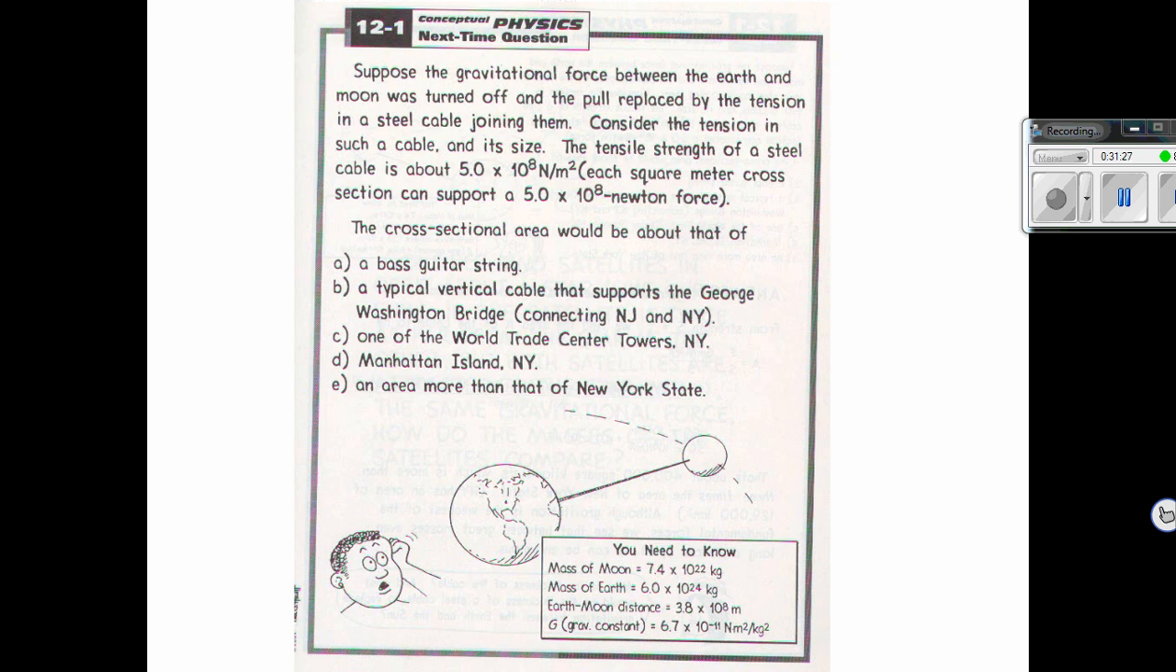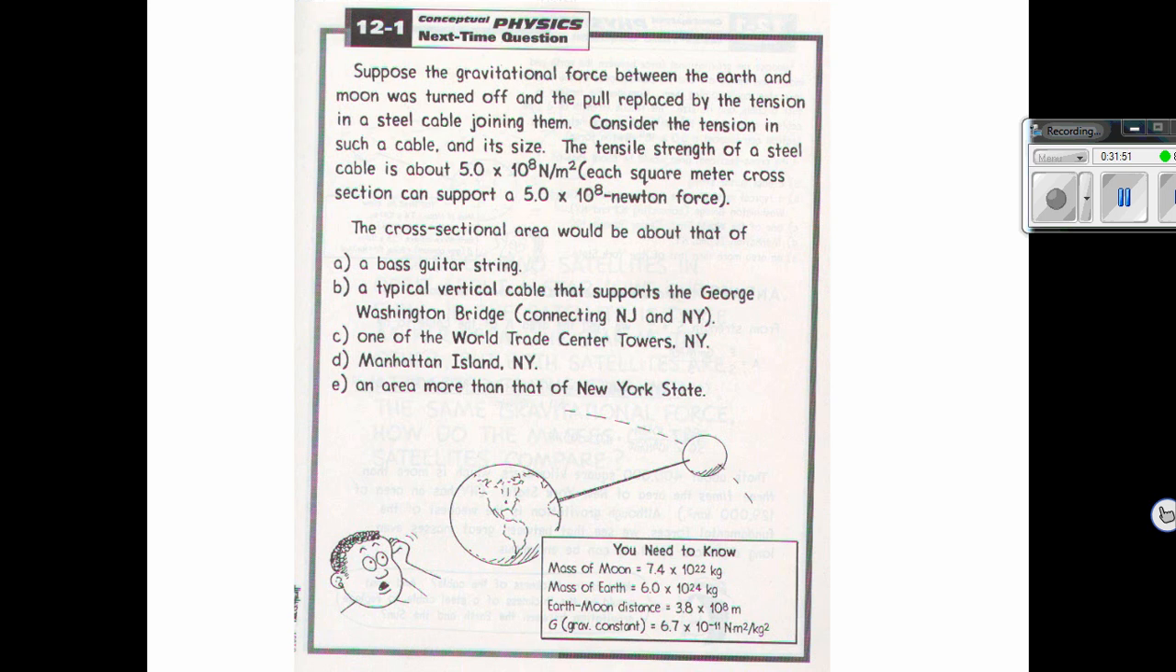Okay, let's look at another quick question. What if I turned off the gravity between the moon and the Earth? The moon and the Earth are attracted gravitationally, that's why the moon's in orbit. If I shut off the switch and turned off the gravity, and instead I had a steel cable hanging onto the moon, making it go around the Earth, how thick would my cable have to be to exert the same amount of force as the gravity between us?